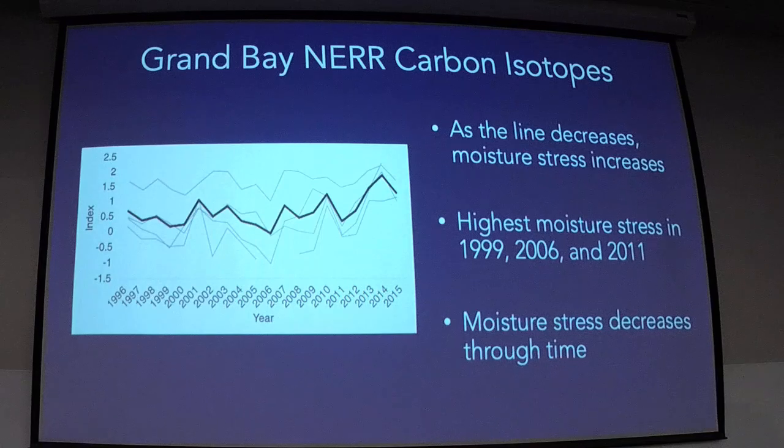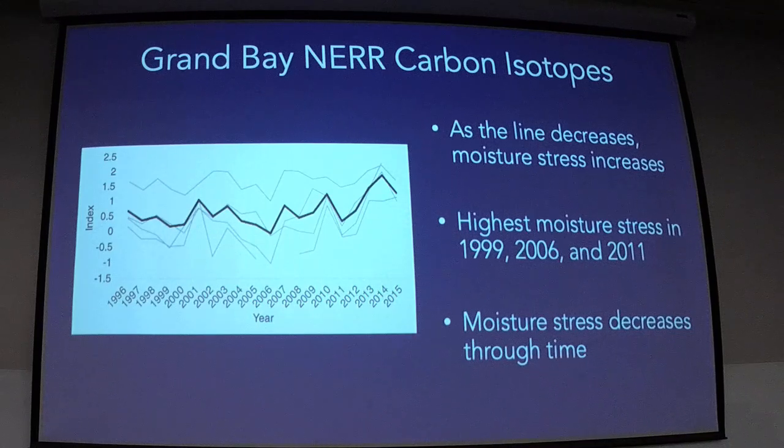So through time, in total, the tree is actually experiencing less moisture stress. It's staying fairly happy. And those highest periods of stress are 1999, 2006, and 2011. That's where that line really dips to low points on the graphic.